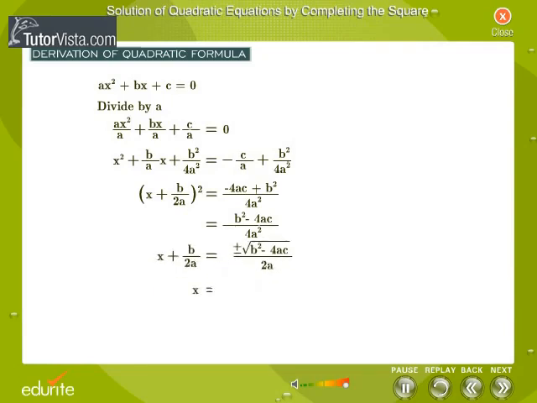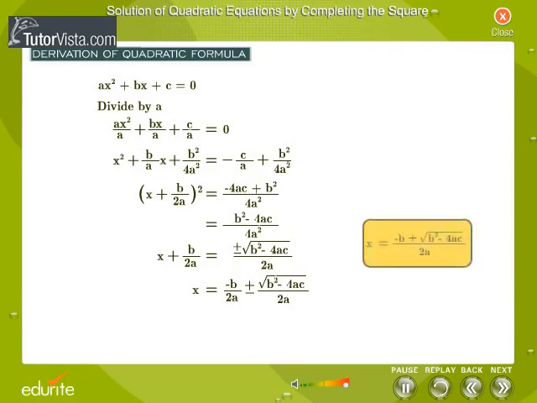x is equal to minus b by 2a plus or minus square root of b squared minus 4ac divided by 2a. The two roots of the quadratic equation ax squared plus bx plus c is equal to 0 are minus b plus square root of b squared minus 4ac divided by 2a and minus b minus square root of b squared minus 4ac divided by 2a.